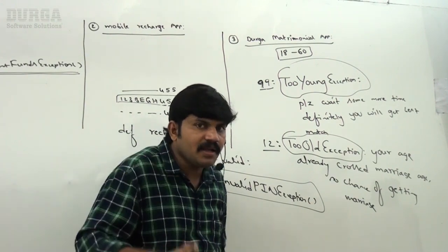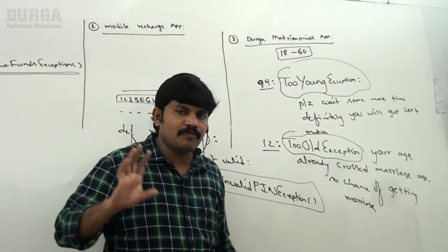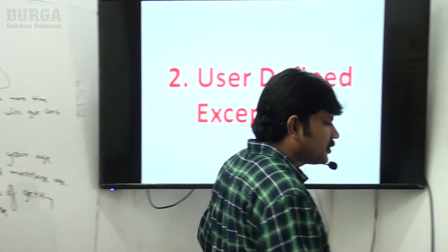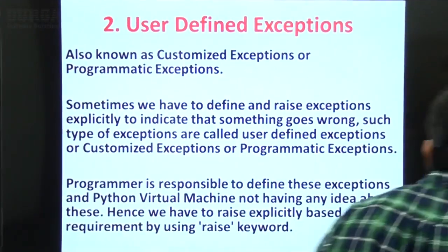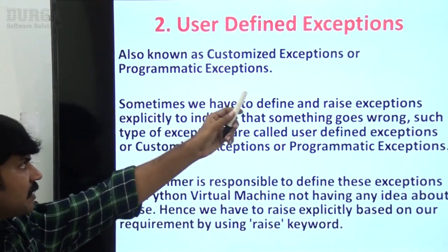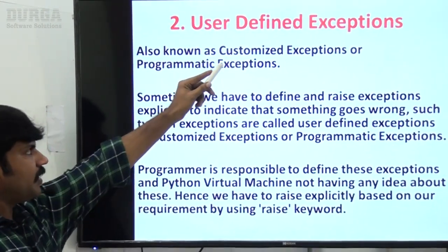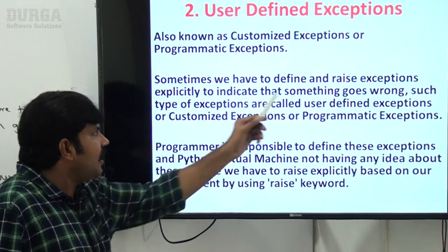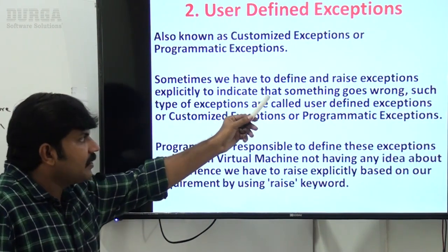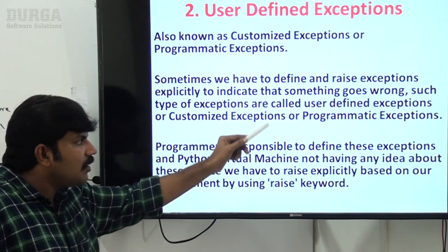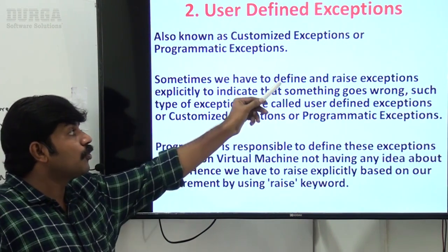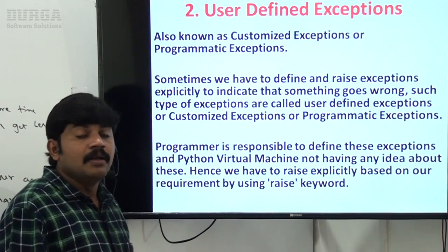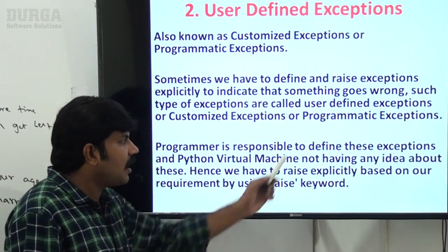About what is the meaning of customized exception. Of course, how to define that part I will explain. How to define, use, raise, that part I am going to take care of. Use or define exceptions. Okay, now have a look once. Also known as customized exceptions or programmatic exceptions. These user defined exceptions are also known as customized exceptions or programmatic exceptions. Sometimes we have to define and raise exceptions explicitly to indicate that something goes wrong. Such type of exceptions are called user defined exceptions, customized exceptions or programmatic exceptions. Remember, we have to define and raise exceptions to indicate something goes wrong.